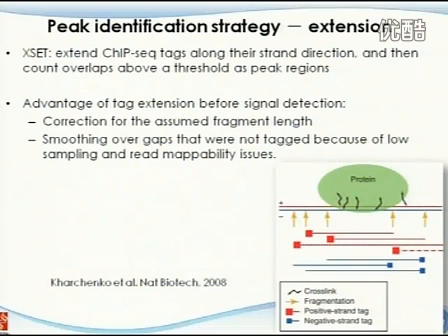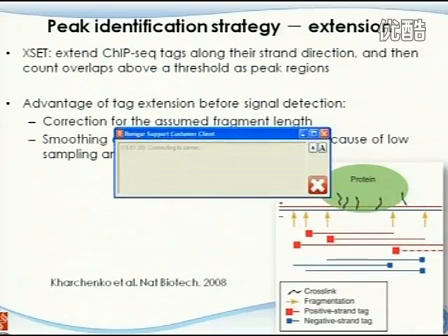Because if you only work on this area, we know that these fragments are pretty short, 35, 50 base pair, it's very possible that in some of the regions you don't see any signal at all because it just happens there's no tag there.